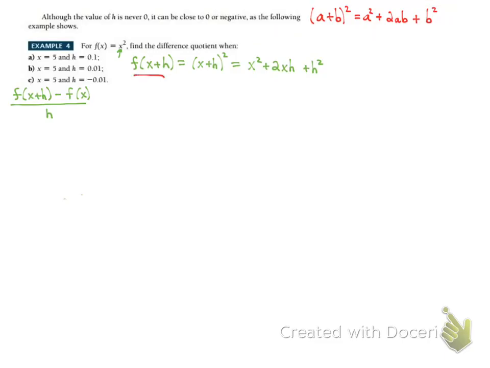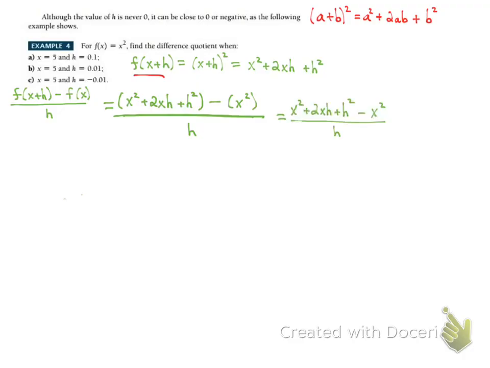Okay, so now we figured out what f of x plus h equals. So now let's take that and plug it into the formula right here. And we already know what f of x is. F of x is x squared, so we can plug x squared in for f of x. So when we substitute those things in, we'll get this, and now let's simplify this top part.